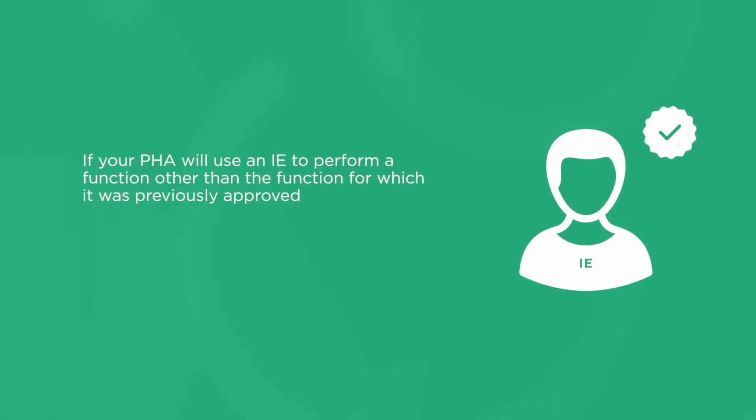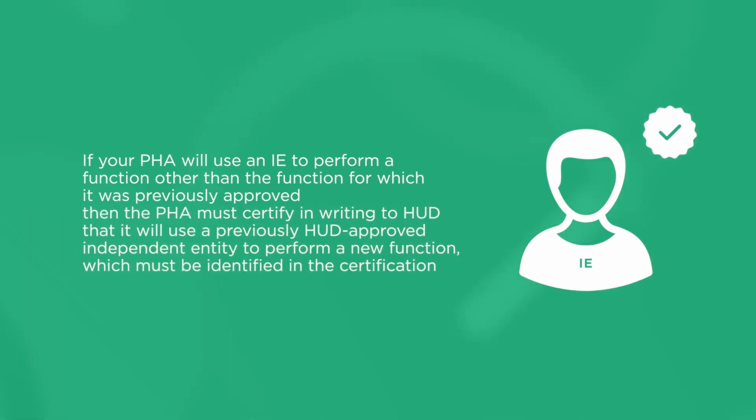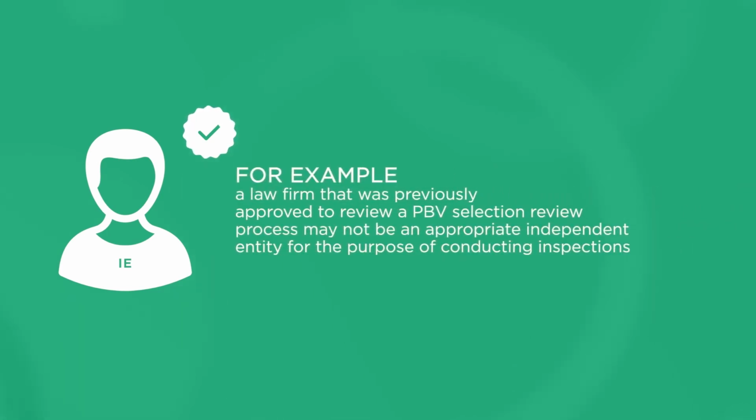If your PHA will use an IE to perform a function other than the function for which it was previously approved, then the PHA must certify in writing to HUD that it will use a previously HUD-approved independent entity to perform a new function, which must be identified in the certification. The entity must be qualified to perform the new function. For example, a law firm that was previously approved to review a PBV selection review process may not be an appropriate independent entity for the purpose of conducting inspections.